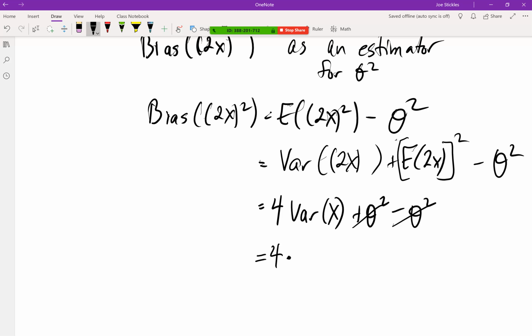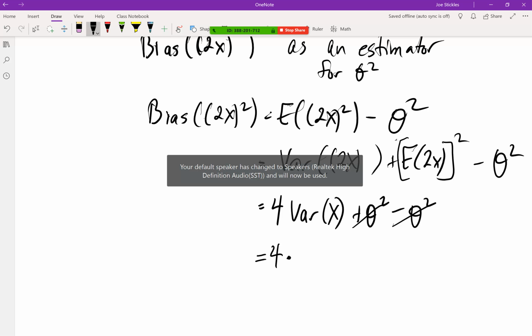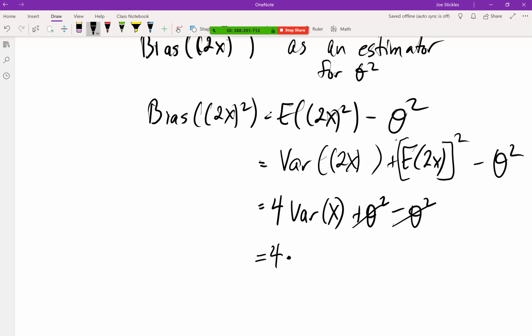And then for the last bit here, I need variance of x. Well, we can get the variance of x just like we were talking about getting the expected value for x a little bit ago. X is uniform. And we have a formula for computing the variance for a uniform distribution. When it's uniform on a, b, remember the formula is b minus a quantity squared all over 12. So in this case, we just get theta squared over 12. And that simplifies to theta squared over 3. So that gives us our bias.